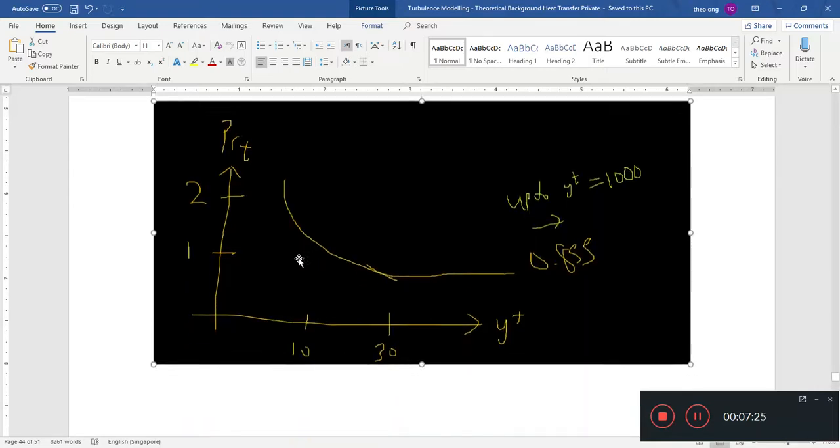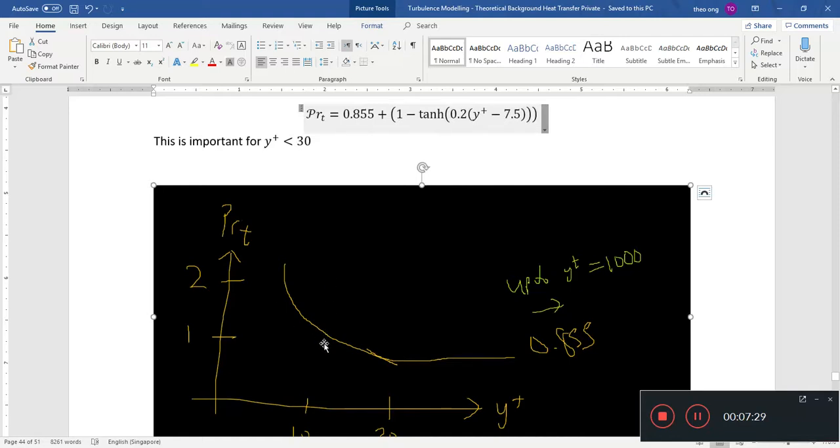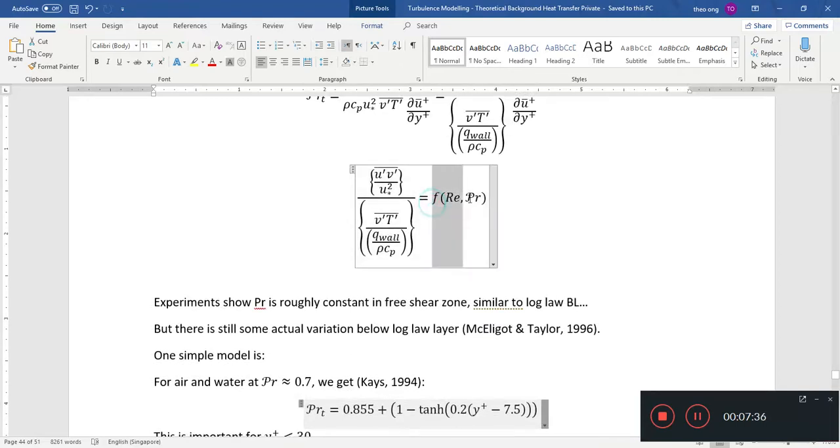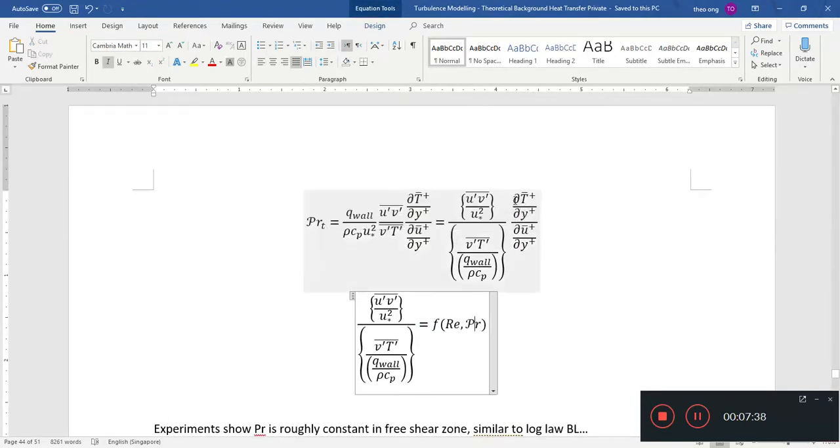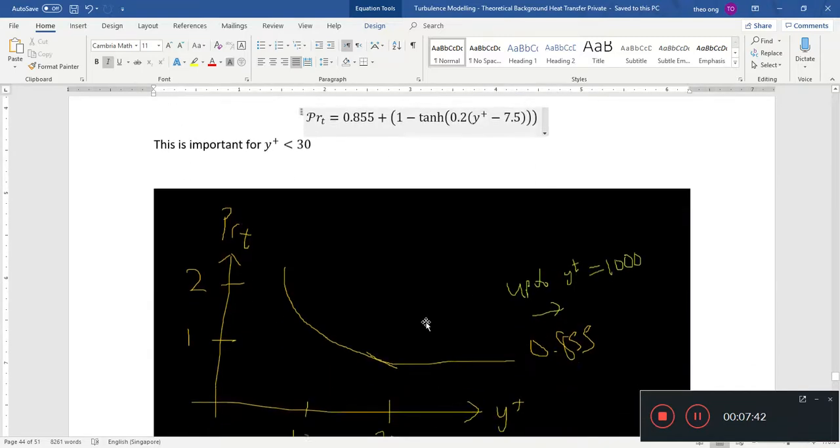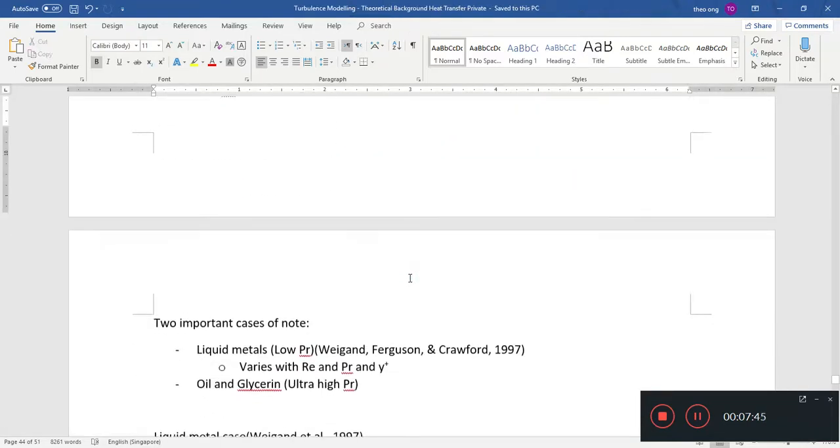Okay, but this is just for your knowledge and just to show that Prandtl number can vary with y plus, because as you go closer to the wall, of course your Reynolds number starts to change. Remember, your Reynolds number starts to change, and of course your temperature and velocity profiles also start to change. So that's something you need to take care of.